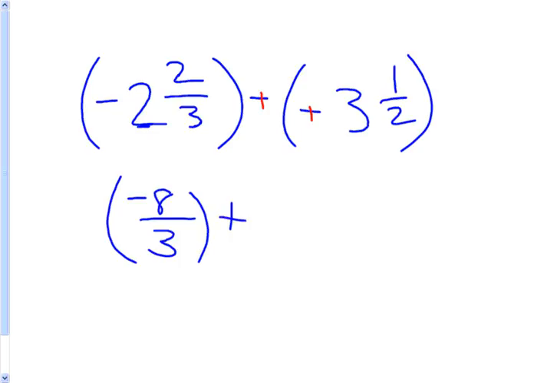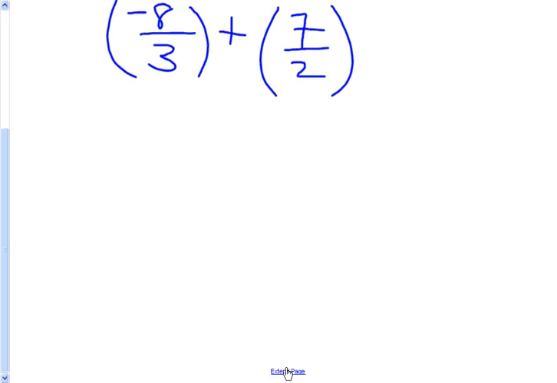Adding that to what is now a positive 3 1/2, and by the same method, 3 groups of 2 make 6, with the extra one making 7 halves. From there, recall that we need a common denominator. In this case, the number that 3 and 2 both goes into is 6. So we're looking at how many sixths do both of these numbers have to be? Well, 3 goes into 6 twice, so I would need 2 times 8, and I now have 16 sixths.